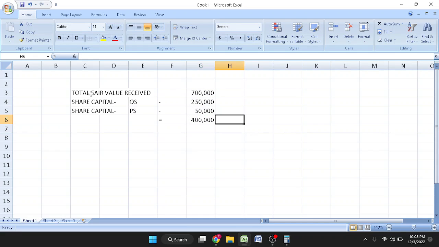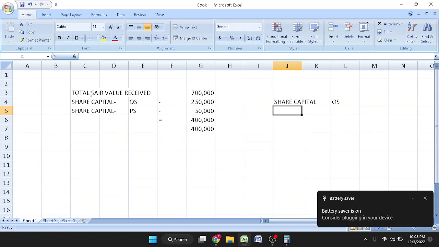So to allocate that, we could use that. We should add both. We should total the share capital, ordinary share and preference share. Here that is 250, this is 50,000. So it should yield the amount of 300. So the 400,000 should allocate 250 divided by 300,000.